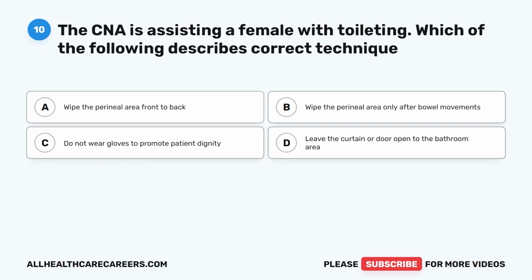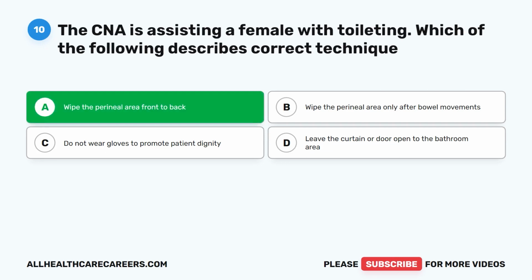Question 10. The CNA is assisting a female with toileting. Which of the following describes correct technique? A. Wipe the perineal area front to back. B. Wipe the perineal area only after bowel movements. C. Do not wear gloves to promote patient dignity. D. Leave the curtain or door open to the bathroom area. The correct answer is A.